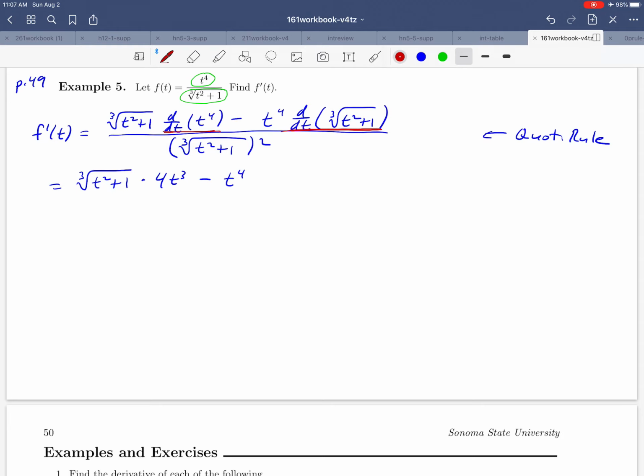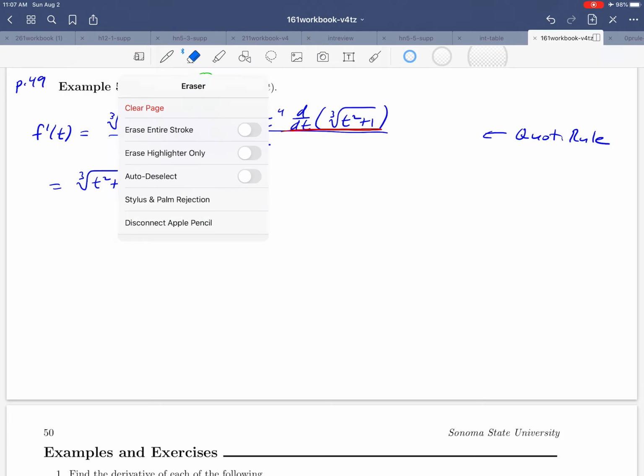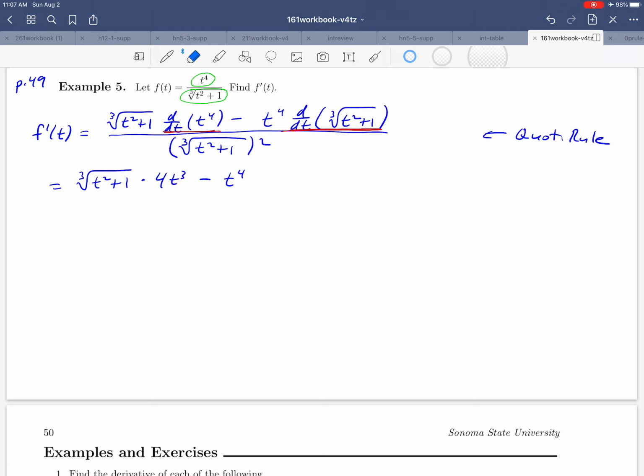One thing that might make it a little easier is to rewrite it as a power. I'm going to start by doing that. Instead of writing the cube root of t squared plus 1, we can rewrite it as t squared plus 1 to the 1/3 power. That's equivalent to what we started with. So, t squared plus 1 to the 1/3 power.